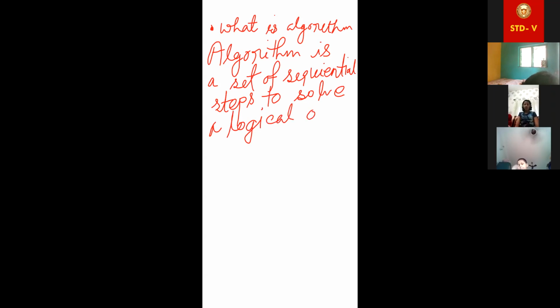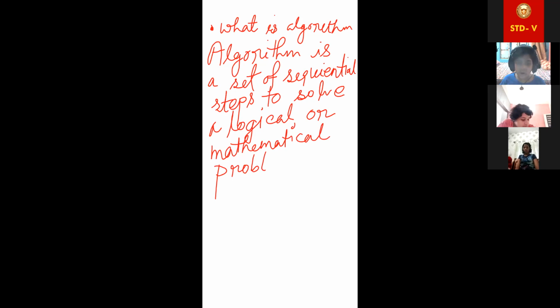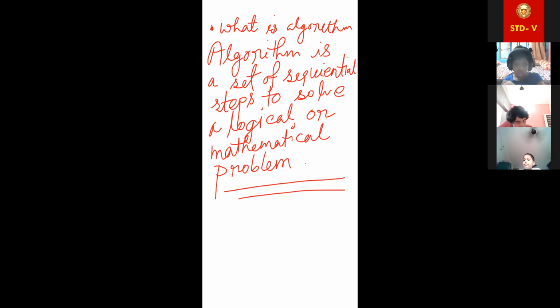Ma'am, up to this only? Yes. Ma'am, all the things are written the same in the book, ma'am. Same thing will be written over there, but the main thing is whether you have understood or not. If you have understood, then you can easily write the statement on your own. Is it clear? Yes, ma'am.